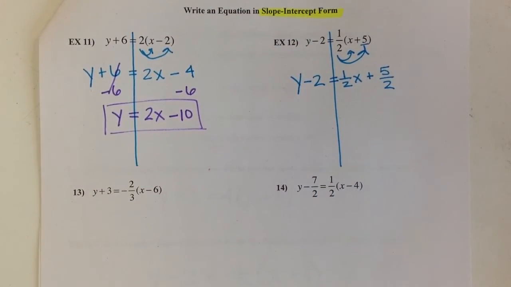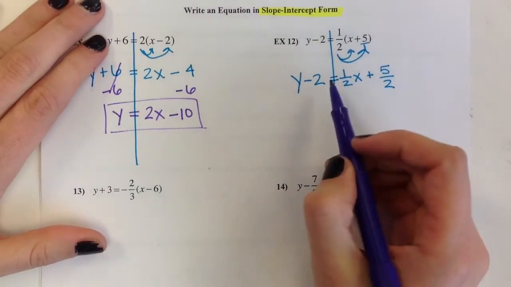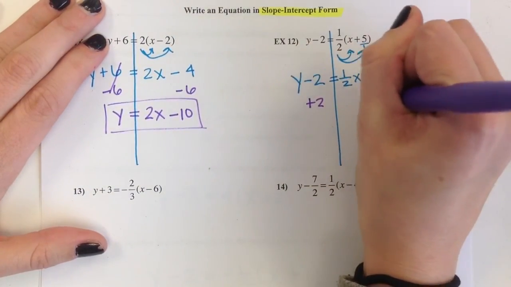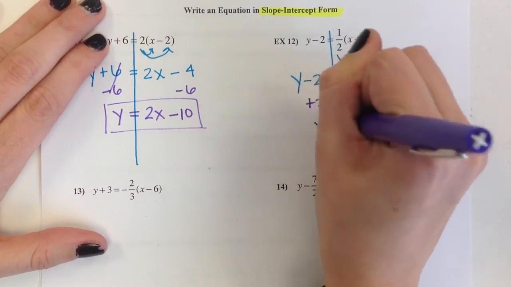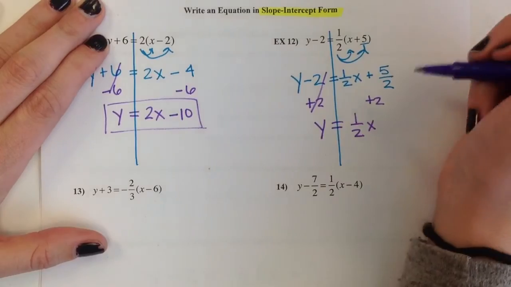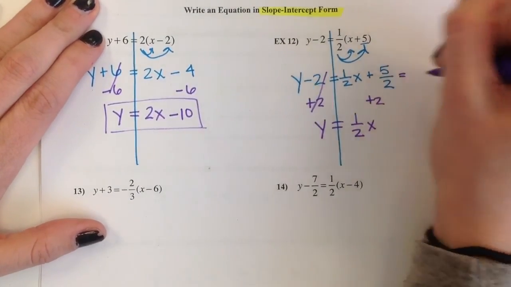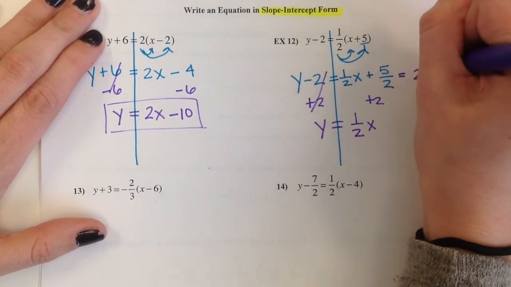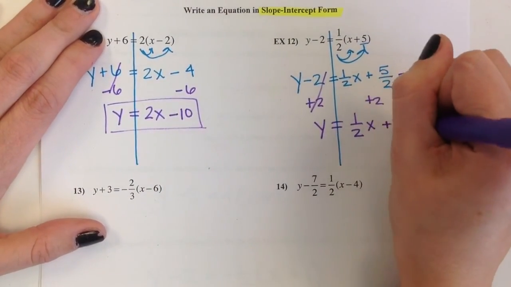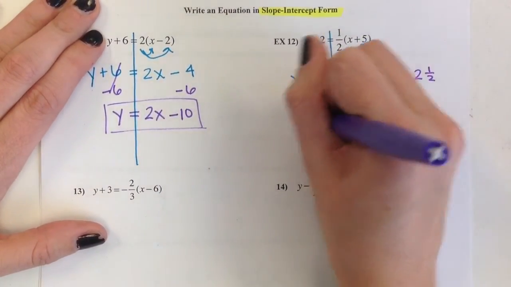Now we just need to get rid of the minus 2. So I'm going to add that to both sides. I'm left with y on the left, 1/2 x. Maybe you can do this in your head. If not, 5 halves is equal to 2 1/2. So 2 plus 2 1/2 equals 4 1/2.